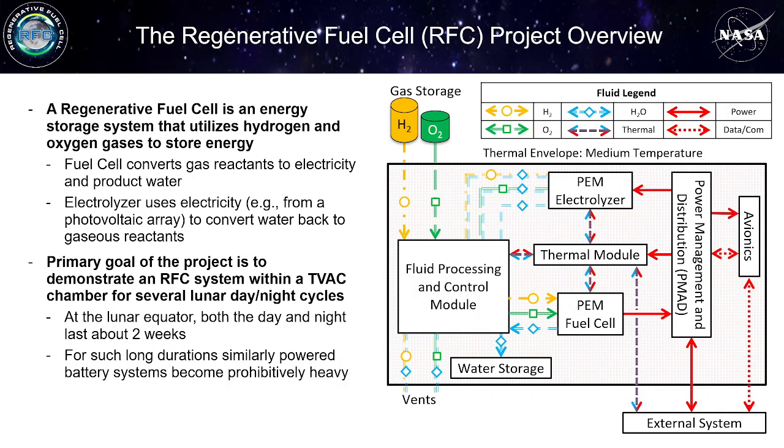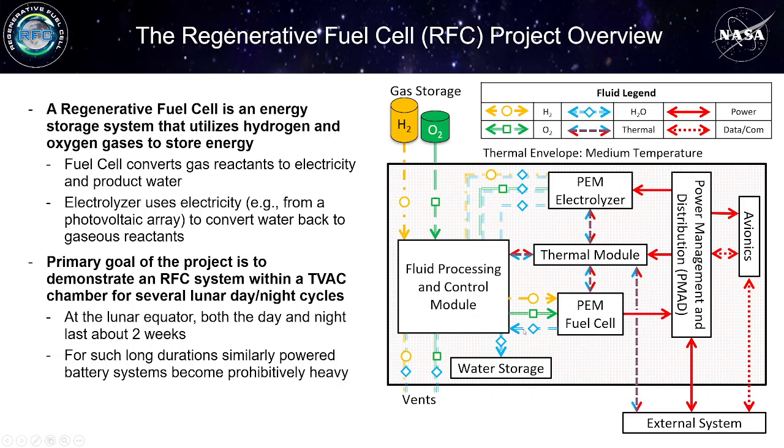Now, the regenerative fuel cell, to go over this project a little bit: a regenerative fuel cell is an energy storage system that utilizes hydrogen and oxygen gases to store energy. So the fuel cell converts the gas to electricity and water, and the electrolyzer takes energy and converts water back to the gaseous reactants. This diagram on the right is showing the fluid, thermal, and electrical interfaces between all of the subsystems.